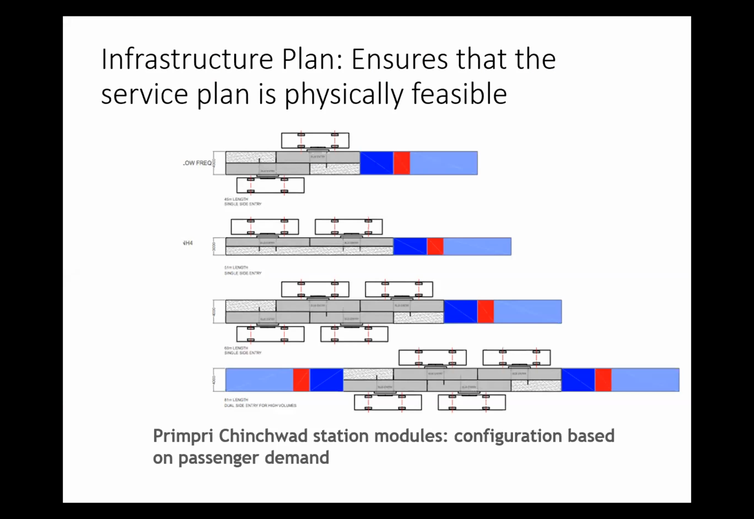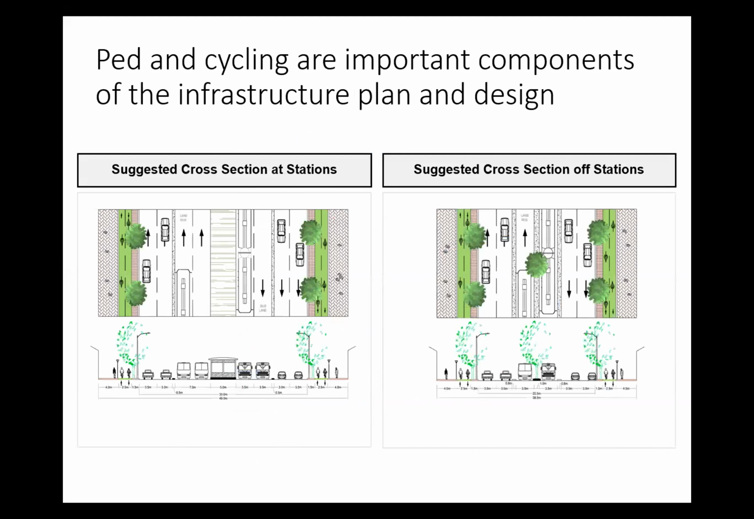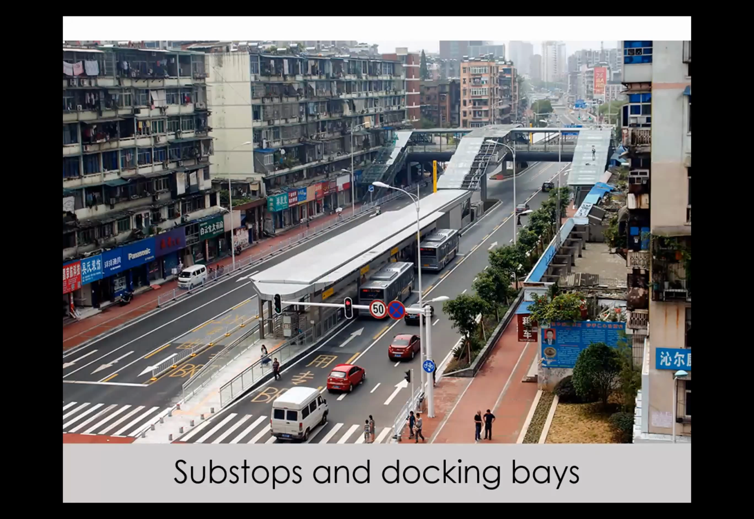If you have a particularly high demand at a particular station, how many buses, docking bays, sub-stops do you need to build in there? And also when you're thinking about your infrastructure plan, you should be thinking about pedestrian and cycling integration built in along the corridor. So this is in Yichang. You can see that there's a good pedestrian sidewalk and crossings. You also have a cycle lane there.